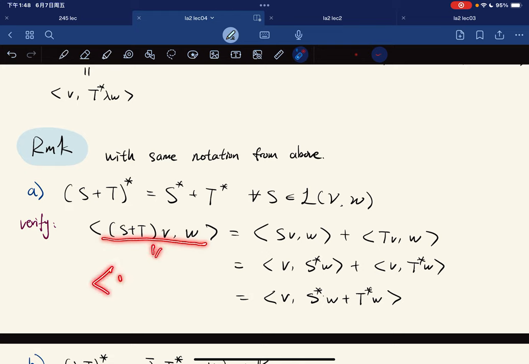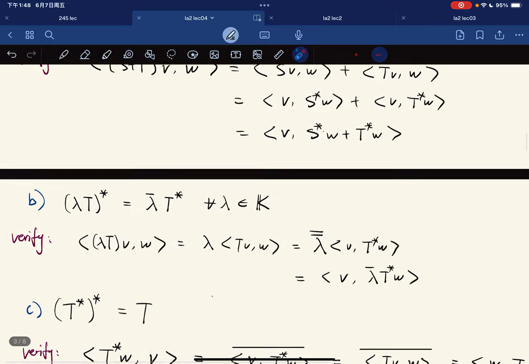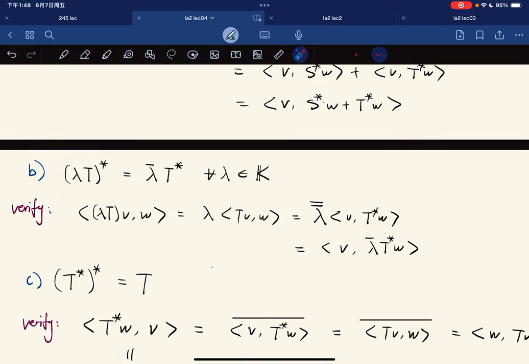This is equal to V, (S plus T) star W, which is equal to (S plus T) V, W. You flip it, and we distribute, and this is equal to (S star plus T star) W. And for the scalar, (lambda T) star equals lambda bar T star for any lambda in K. And this is also very easy to verify. Take lambda, which is equal to its conjugate. Take two times the conjugate, and if you move it back, you should take one conjugate out.